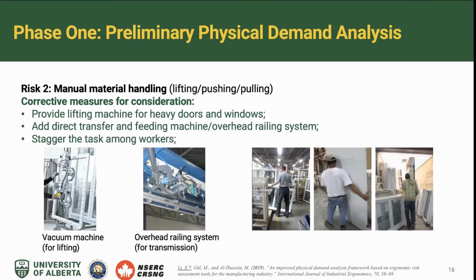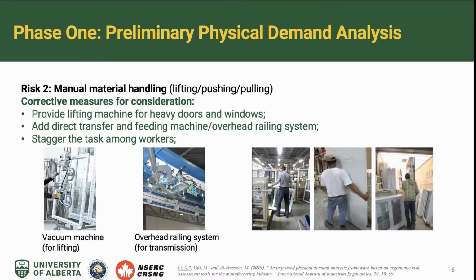And risk number 2 includes inventing material handling, which they have lots of heavy materials in their companies, windows and doors. They have to move the items all over the places in their facility. So instead of asking the worker to do that, we can provide some lifting machines, for example, vacuum lifting machine to lift the item, or have a direct transfer or feeding machine or overhead reeling system to provide a more handy transmission in the facility.